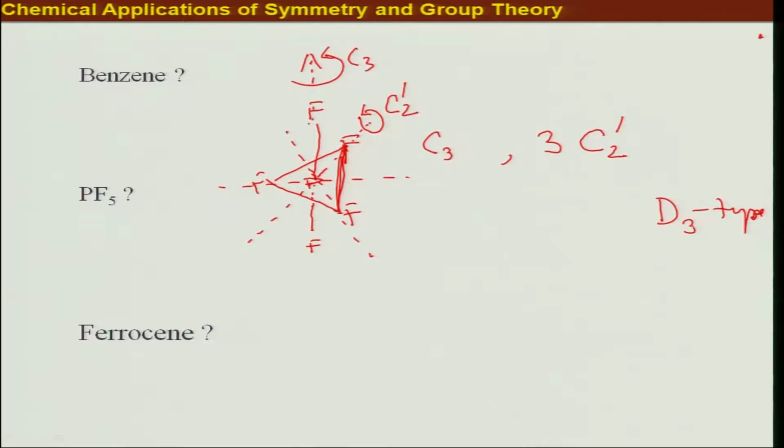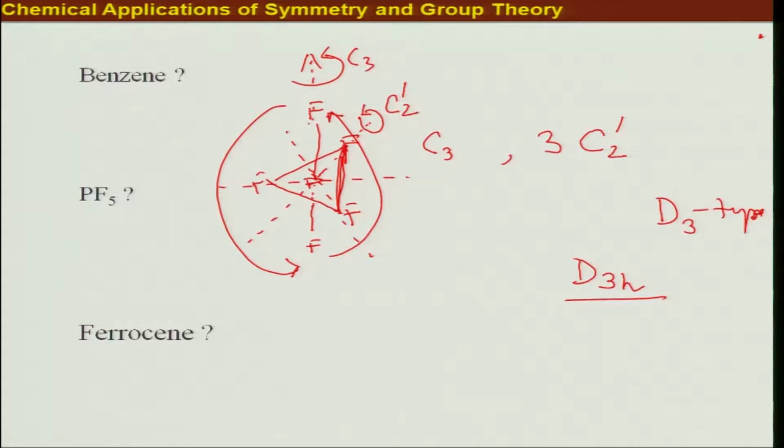Now, is there a sigma H? Yes, this equatorial plane acts as a mirror plane, right? So the top fluorine will be reflected here and this will go here. So I have a mirror plane which is in the molecular plane and perpendicular to the principal axis of symmetry. So I have the point group right now, which is D3H. So that was easy, right? Okay.